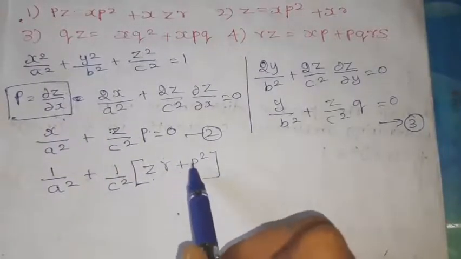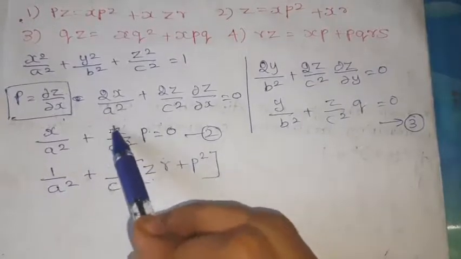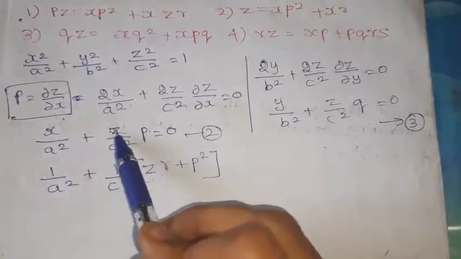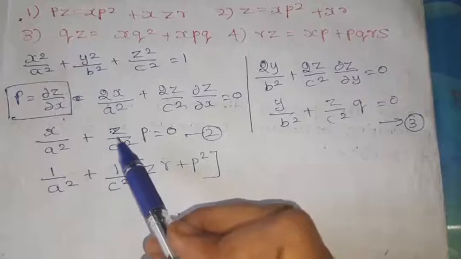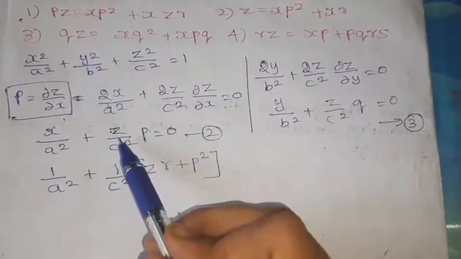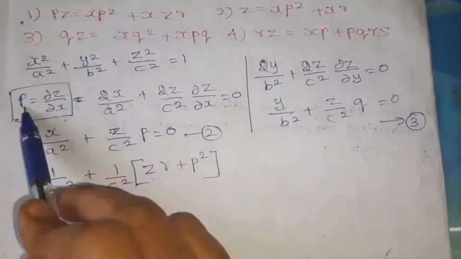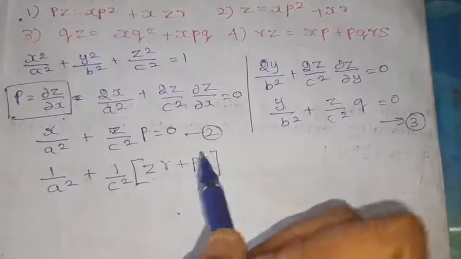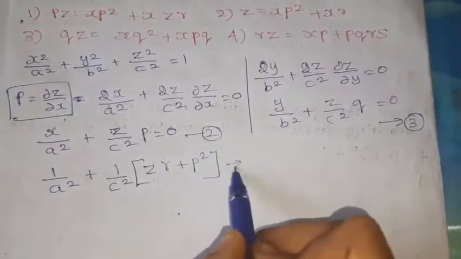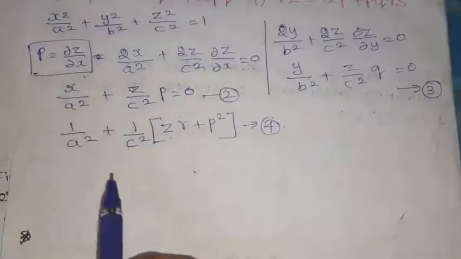Then plus p, p as constant. Then differentiate this term. By partially differentiating z with respect to x, what we will get? ∂z/∂x, and ∂z/∂x is nothing but p. Already one p is here, so p into p is nothing but p squared. So say this is equation number 4.